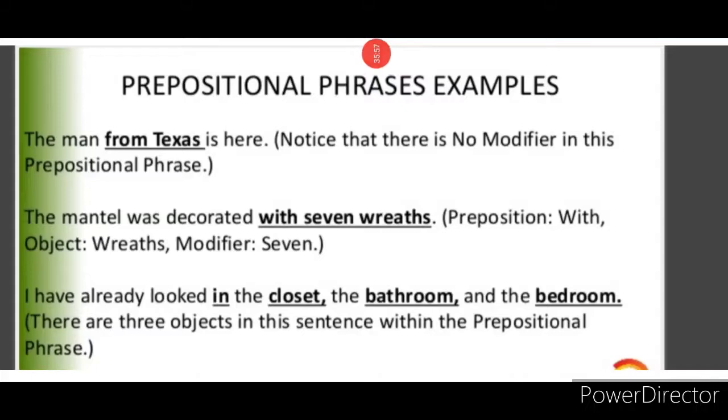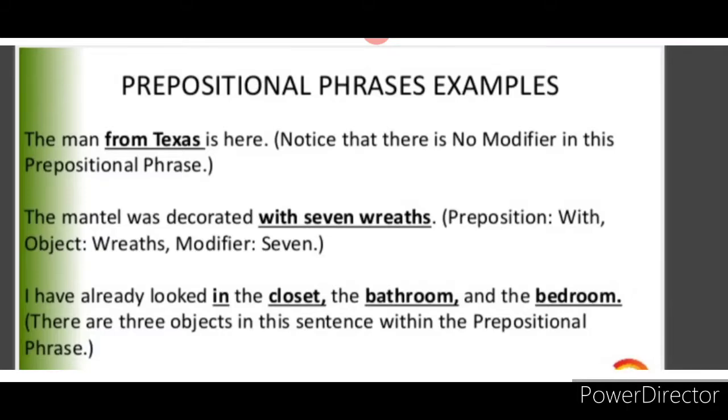Okay, now let us discuss some more examples of prepositional phrases. Children, "The man from Texas is here." Here Texas is the object, and it starts with the preposition "from". So "from Texas" is the prepositional phrase. Okay children, so here we don't have any modifier. Notice that there is no modifier in this prepositional phrase.